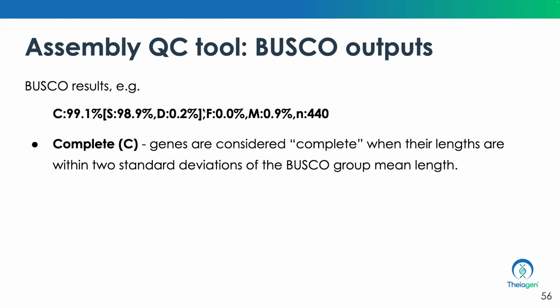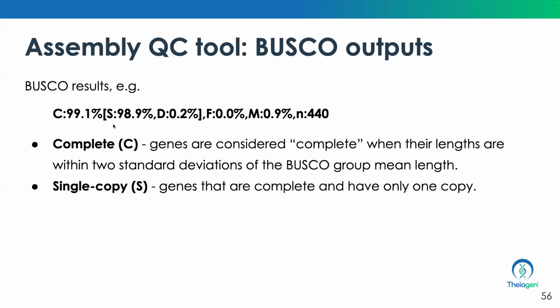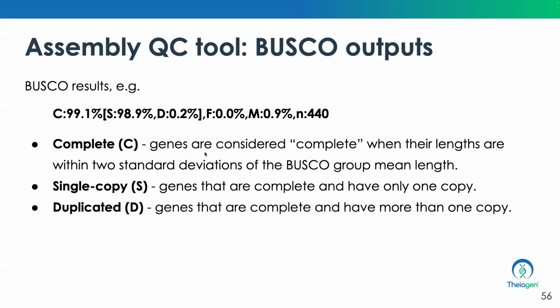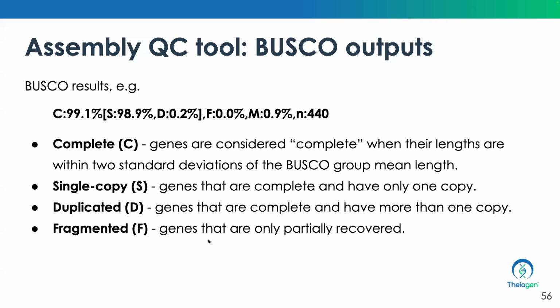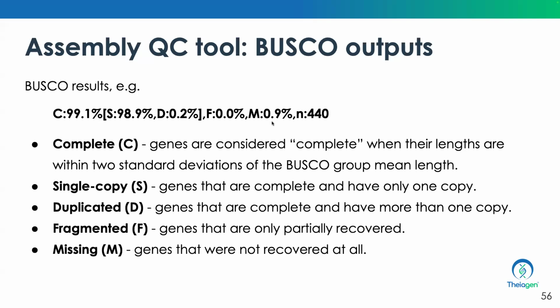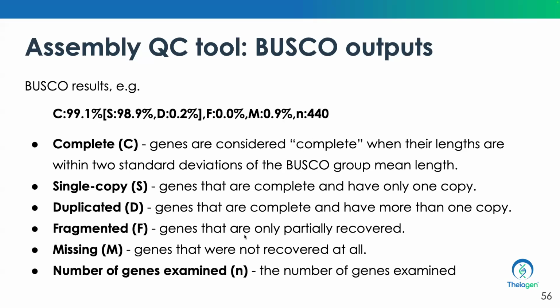And then out of those, you'll see we have a bracket here, S and D. So S are those that are single copy, so genes that are complete and have only 1 copy, and 0.2% are genes that are complete and have more than 1 copy. And outside the genes that are complete, we have F, so these are the ones that are fragmented, or rather partially recovered. And then we have M, the ones that are missing, so 0.9% here. And then N gives you the total number of genes that were examined for that specific sample.